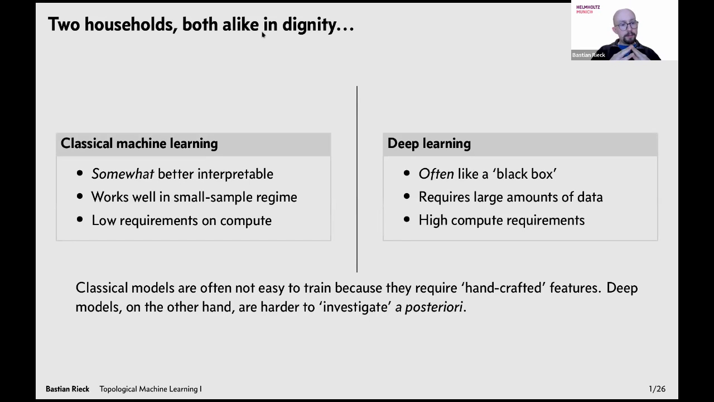Now, classical models are often not as easy to train because they require you to think about the features that you put in. They require so-called handcrafted features. Deep models, on the other hand, and this is, I think, one of the reasons why they took off so nicely, are learning the features that they need for a specific task, but by contrast, they are also harder to investigate a posteriori. So you have to think a little bit more about what the actual representations mean.